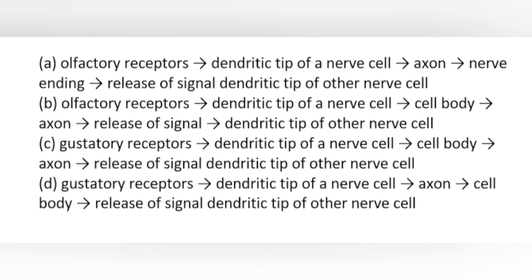So option B you see, olfactory receptors, dendritic tip of a nerve cell, it gives to the cell body, to the axon. Then at the end of the axon, what happens is the release of the signal, and it will be received by the dendritic tip of the other nerve cell. So here option B is the correct answer.